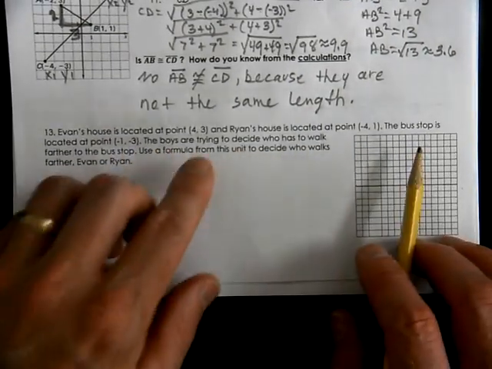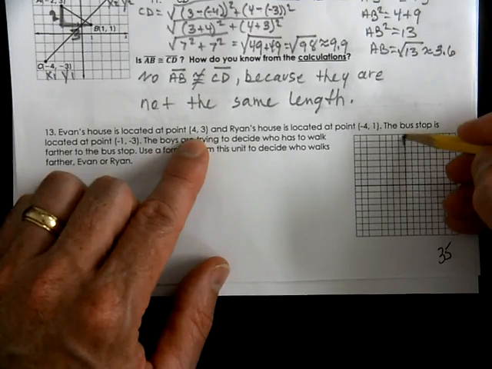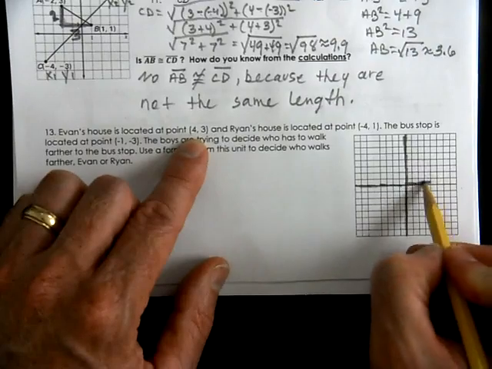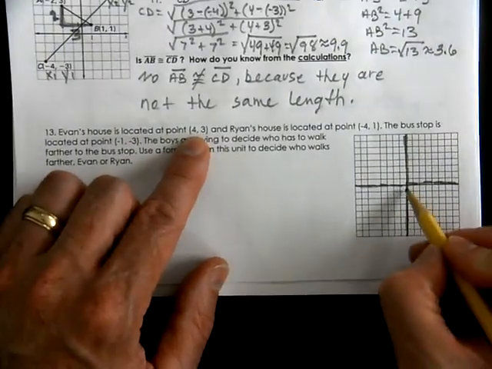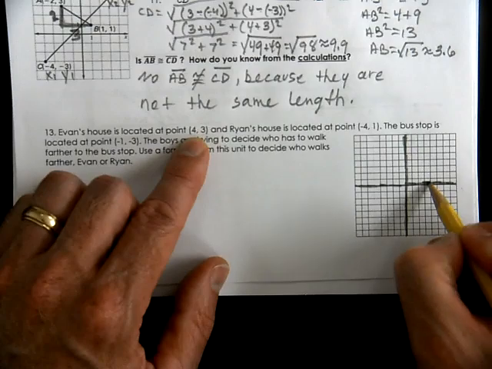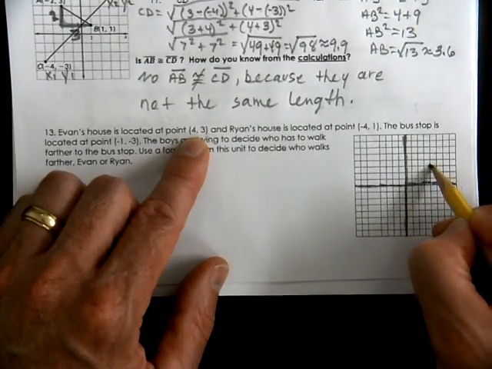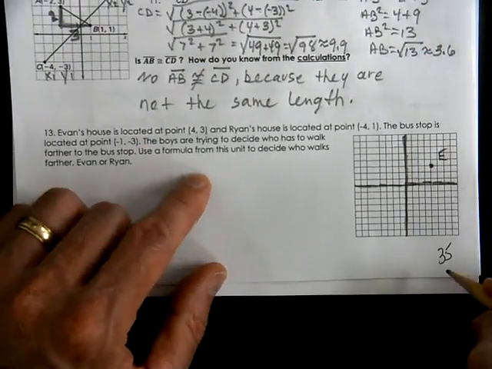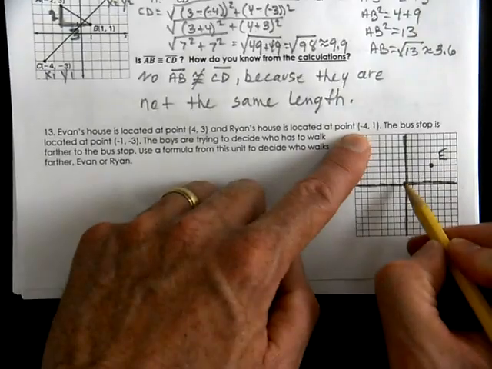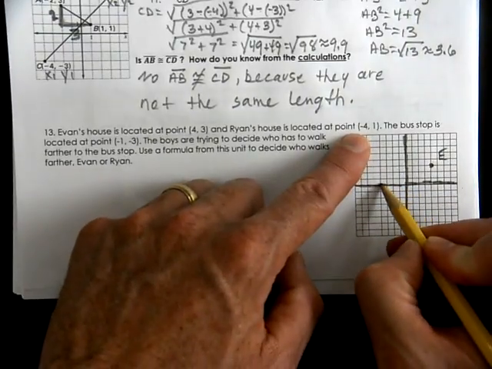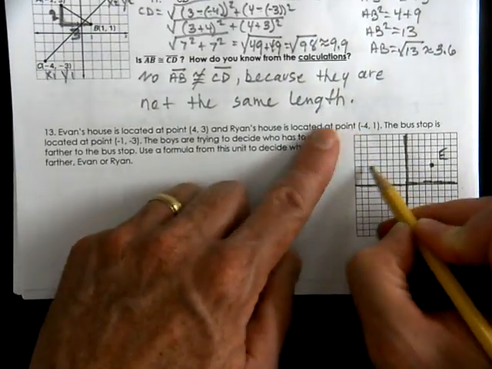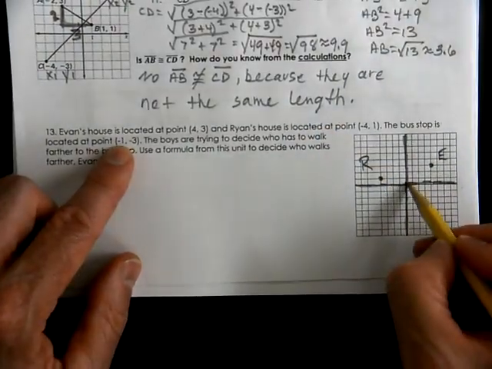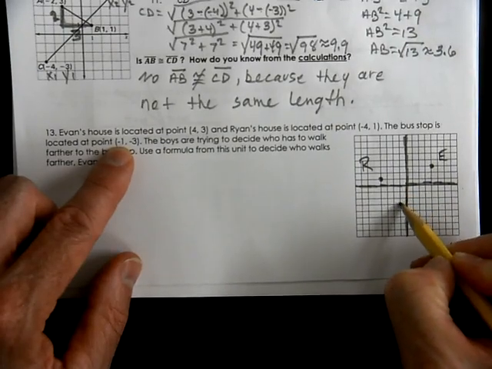Okay, Evan's house is located at 4, 3. So I'm going to put in our grid. It looks like it's kind of a dark line here and here. That's my XY axis. I'm doing 4. 1, 2, 3, 4. 1, 2, 3. That's Evan's house, so we're going to make that E. We have Ryan's house. 1, 2, 3, 4, going up 1. That's Ryan's. And then we have the bus, which is at -1, -3.